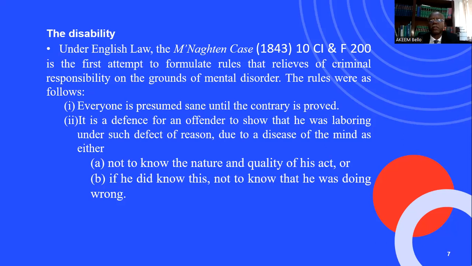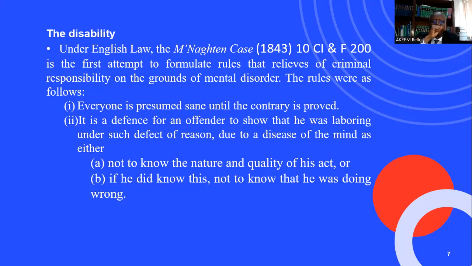Now, before we look at the provisions of the criminal code and the penal code, we want to see how the concept of disability evolved under the English law. Now, under English law, the famous McNaughton case was decided in 1843. It was in that case that a first attempt was made to formulate rules that relieve of criminal responsibility on the grounds of mental disorder. And the rules were formulated as follows.